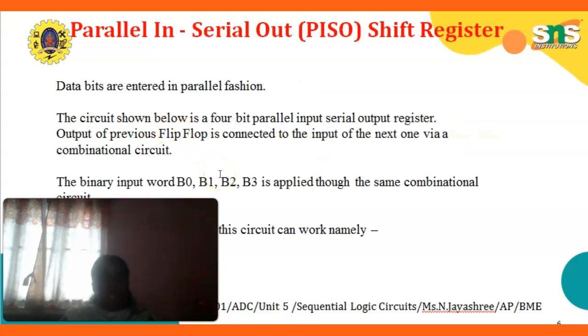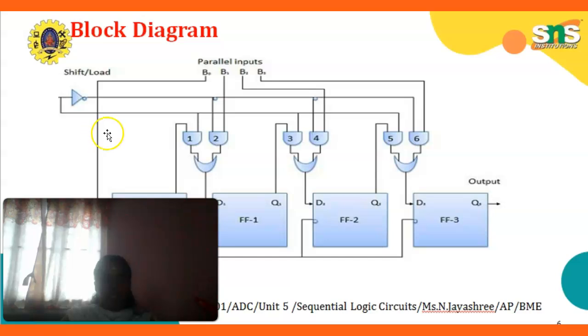So data bits are entered in parallel fashion. The circuit shown below is a 4-bit parallel input and serial output register. So this is the block diagram of the parallel input serial out shift register. On the left side it starts from flip-flop 0, 1, 2, 3. On the right side the flip-flop output will come, the serial output will come. The parallel inputs are given by using these AND and OR gates.